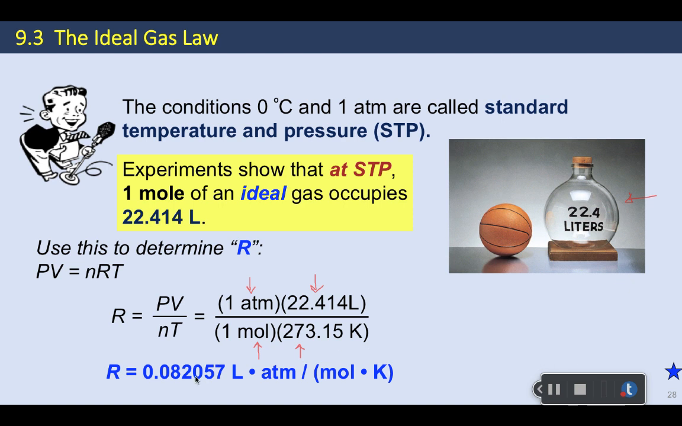Well, that's pretty close. 0.0821 is enough digits for most cases, but notice the units. You've got to be careful so that you're using the right ones, or your calculations will have problems. Be very cautious.